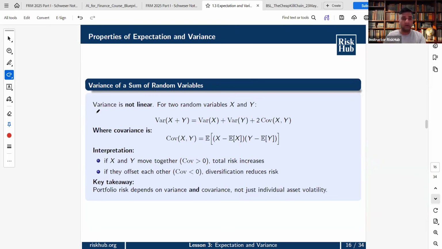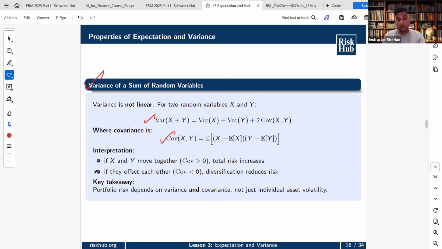Then we get into slide number 16, variance of a sum of random variables. Now we reach one of the most important formulas in portfolio theory. Unlike expectation, variance is not linear. Variance of X plus Y is equal to variance X plus variance Y plus 2 covariance X, Y. Right? Covariance of X, Y is given by E of X minus EX times Y minus EY. The expected value means covariance measures how two assets move together.